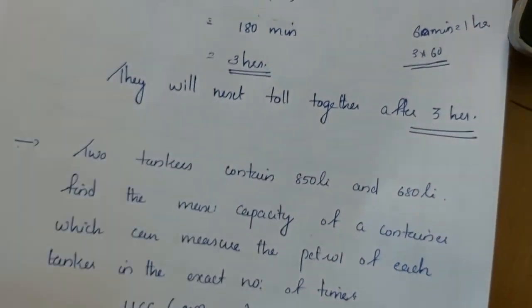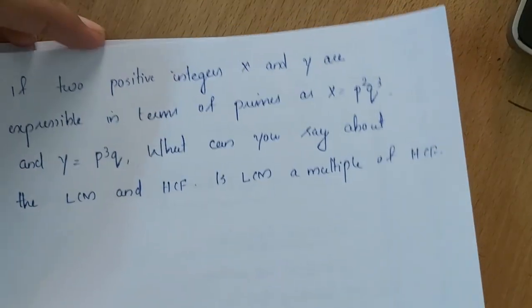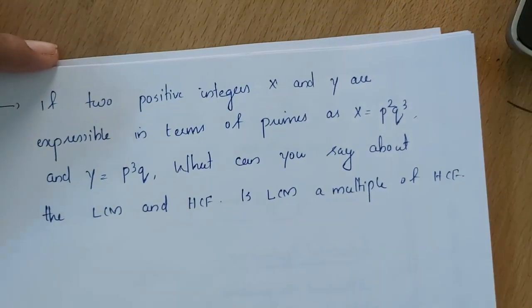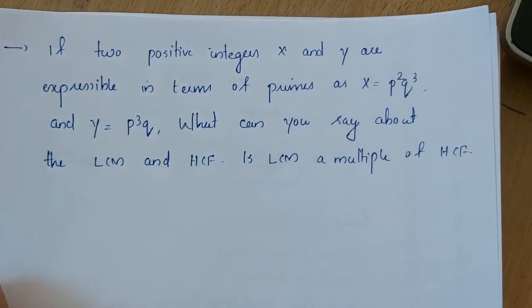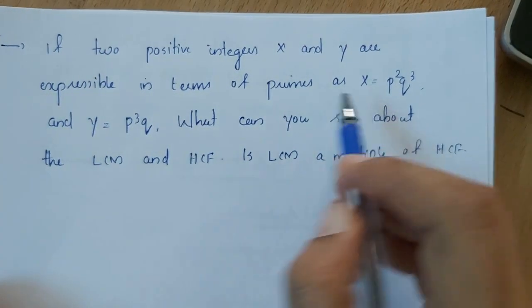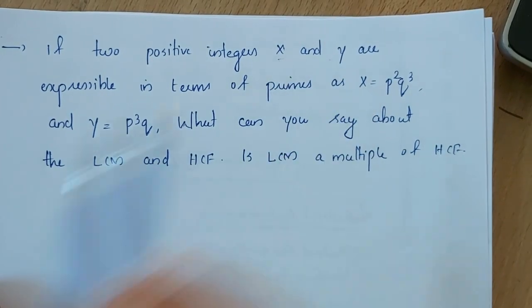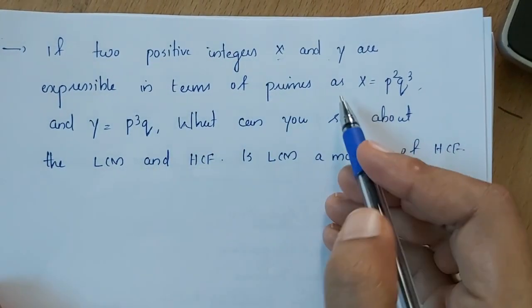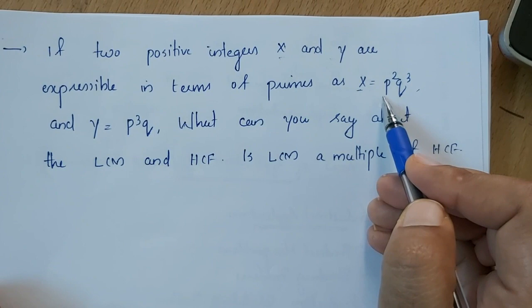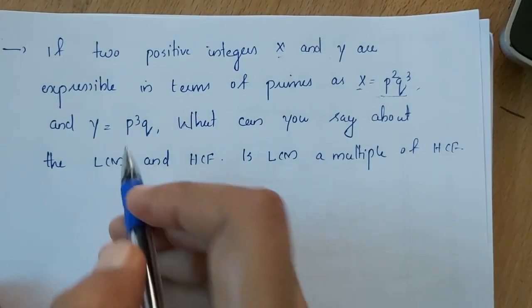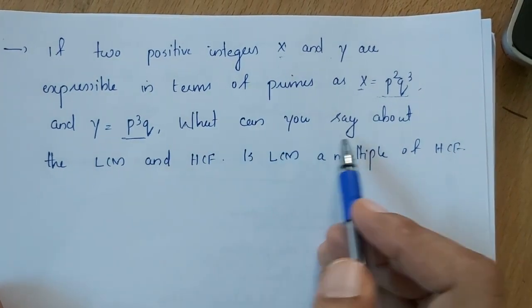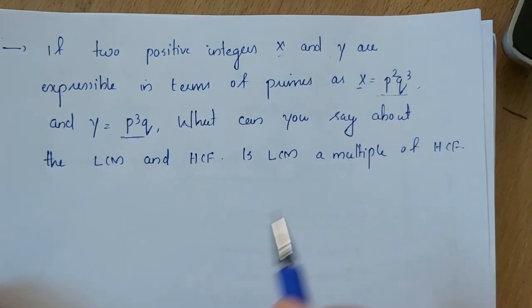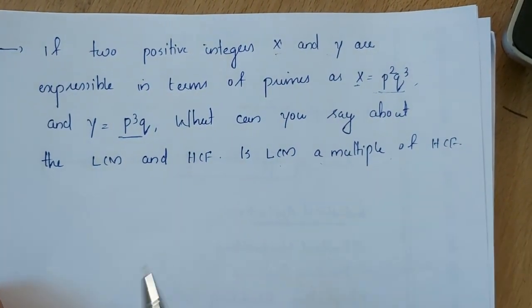Our next question is important. If two positive integers x and y are expressible in terms of primes as x is equal to p square q raised to 3 and y is equal to p raised to 3 q, what can you say about the LCM and HCF? Is LCM a multiple of HCF?